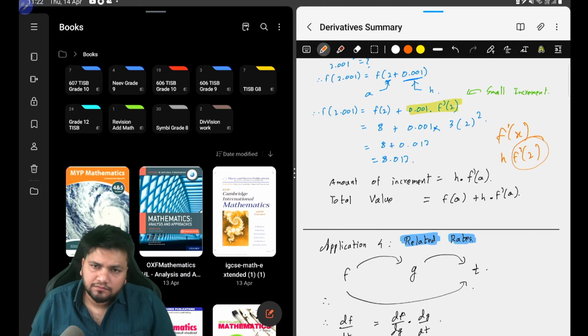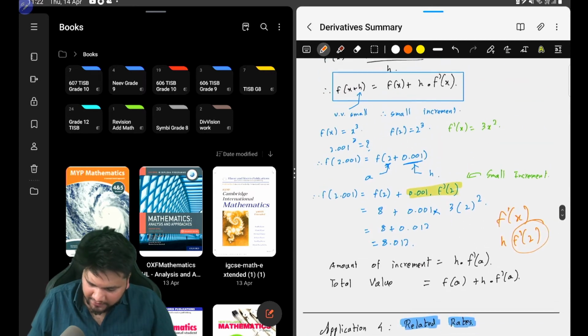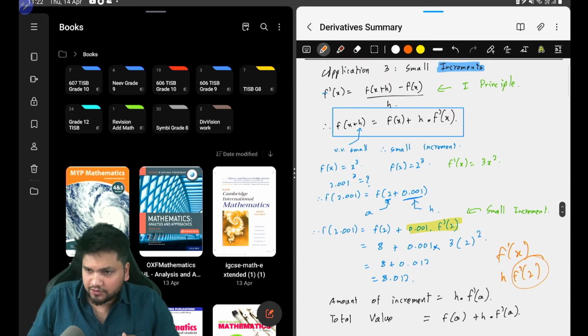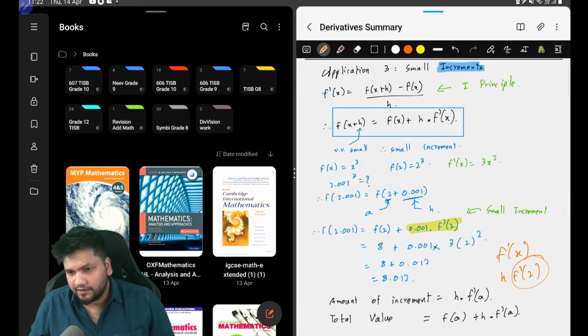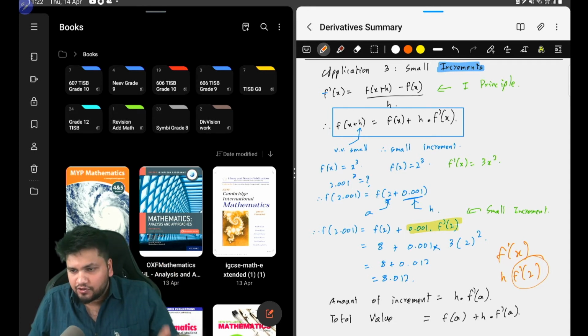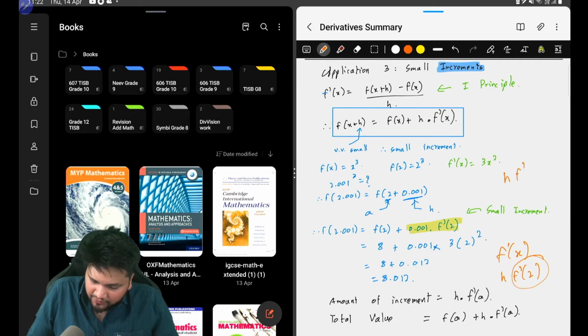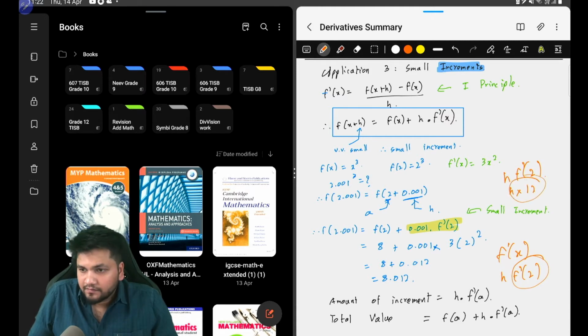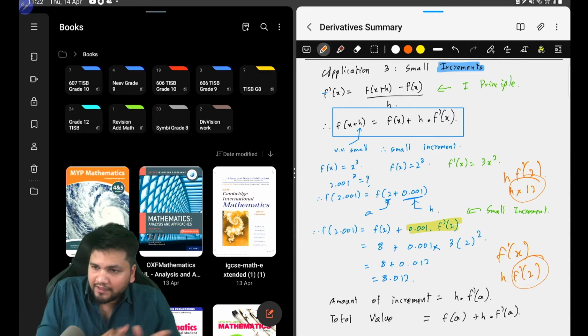See, I told you, for this particular question, if I talk about 2 and 0.001, now instead of that they may give you h only, not 0.001. So if they ask you how much is the increment, then it's going to be h into f dash of 2. That is nothing but h into 3 into 2 square, which is 4 into 3, 12. So it's going to be h into 12. That much amount of increment, 12h.